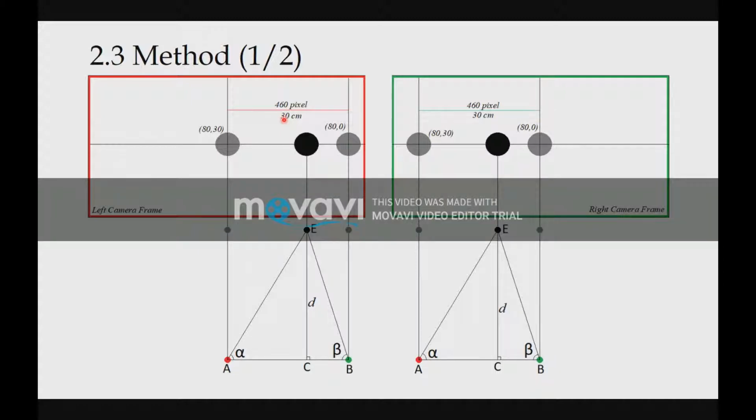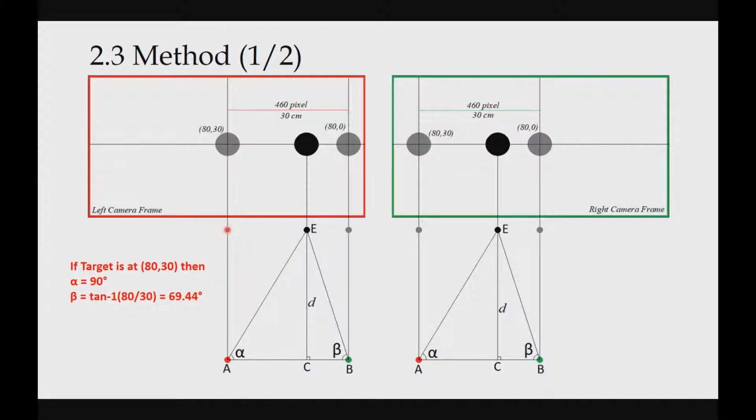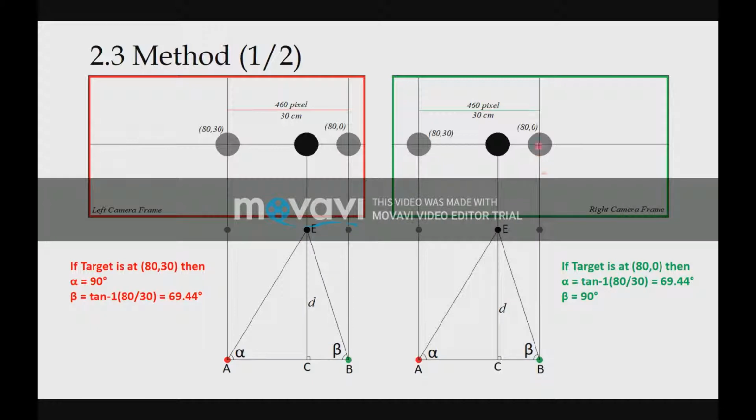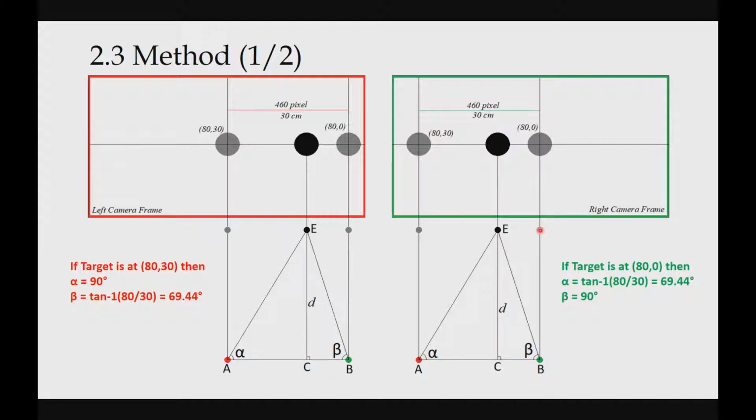In the left frame, if the target E is at position 80,30, then in this case alpha is 90 degrees and beta is tan inverse of 80 over 30, which is 69.44 degrees. Similarly, in the right frame, if the target E is at position 80,0, then alpha is tan inverse of 80 over 30, which is 69.44 degrees, and beta is 90 degrees. These values are saved as reference values during calibration.